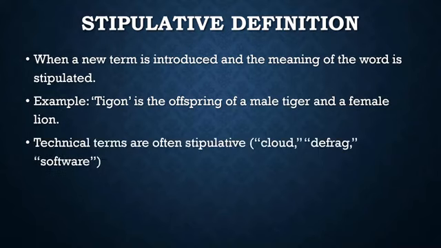Now, technical terms are often stipulative. So, for example, cloud in cloud storage. That's a new term in the language, so you just stipulate what that means, or defrag, or even software and other technical terms that are first introduced into the vocabulary are provided with these new definitions. So we just stipulate what we mean by these terms.